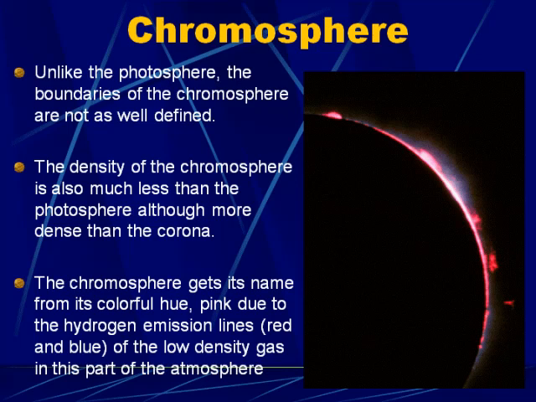And as you can see in this eclipse picture, the chromosphere gets its name from its colorful hue. It's pink due to the hydrogen emission lines, where if we combine red and blue from these lines, in addition to some of the purple lines, it appears to have this sort of pink color. The proper name for this is actually magenta.